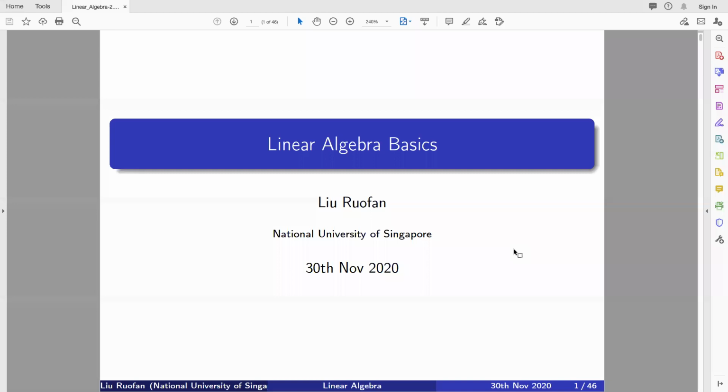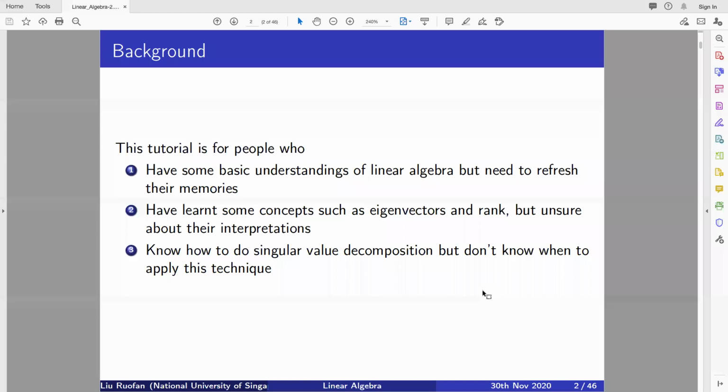Today I will present some linear algebra basics. This tutorial is for people who have some basic understanding of linear algebra, but need to refresh their memories, or they have learned some concepts such as eigenvectors and rank, but don't know why and the interpretations behind them. Also, it's for people who know how to do singular value decomposition, but don't know when to apply this technique.